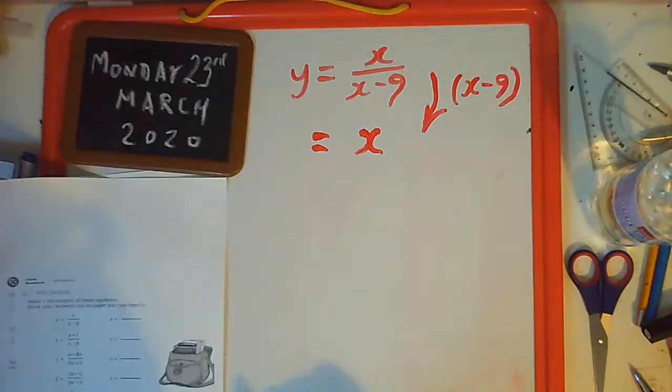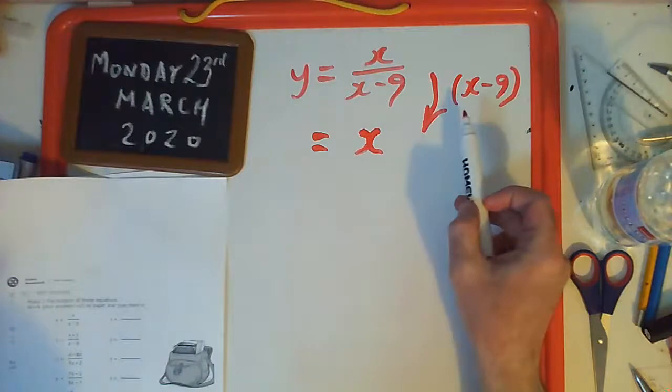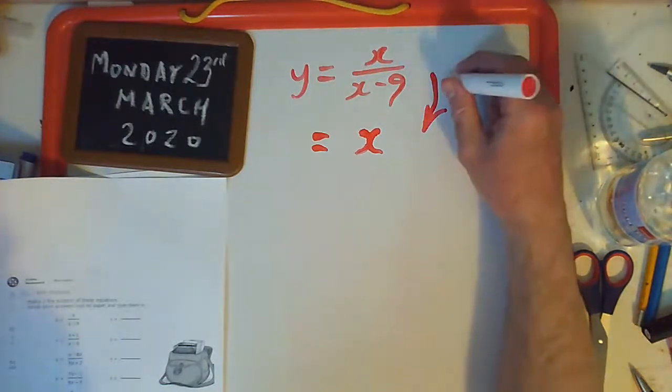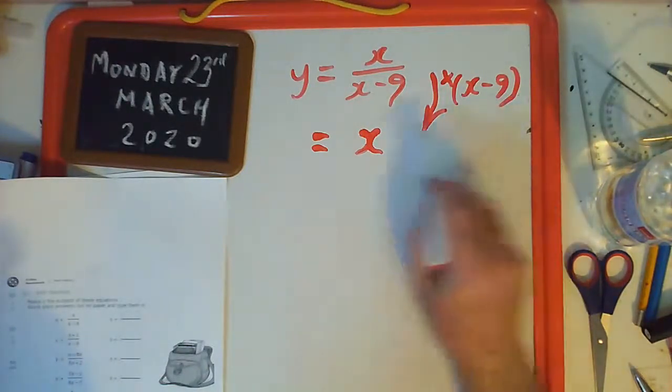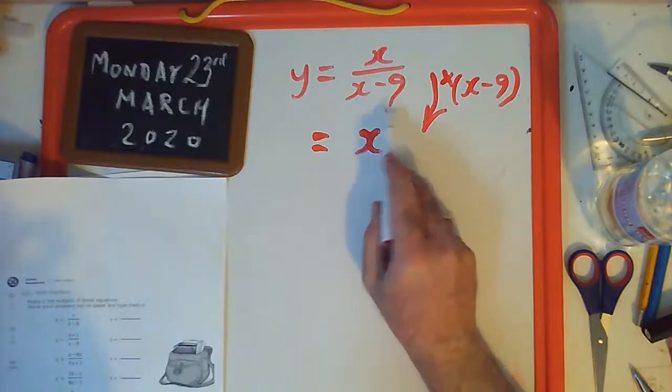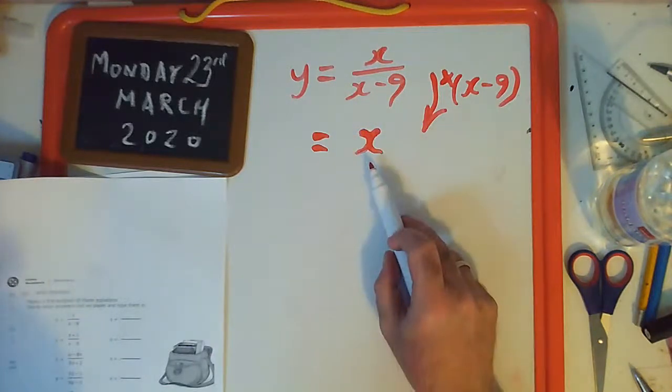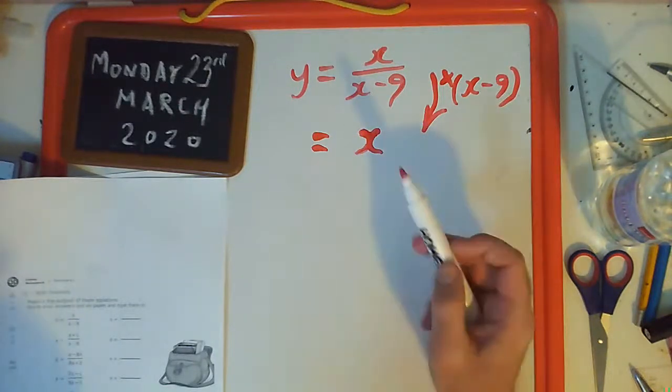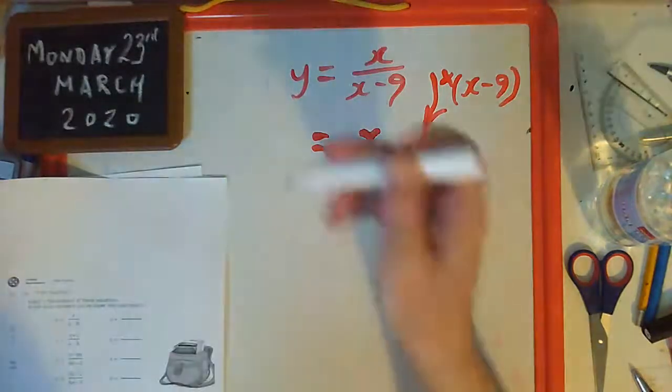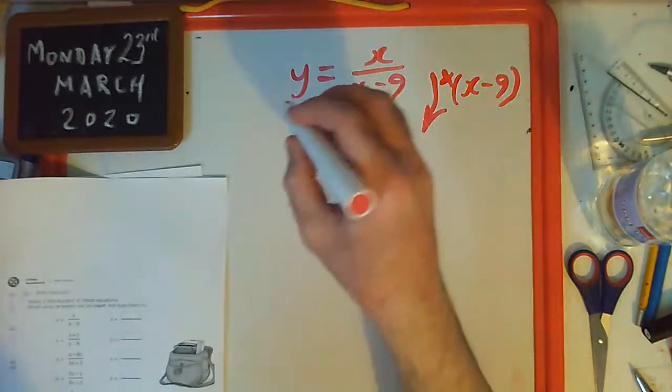And then the multiplying by x minus 9 cancels out the fact that this fraction is dividing by x minus 9, and then you just get the x that's on the top. But because an equation is like a balance, you've got to do the same the other side as well.